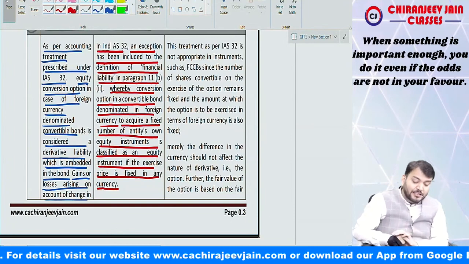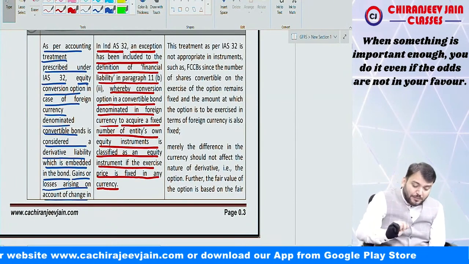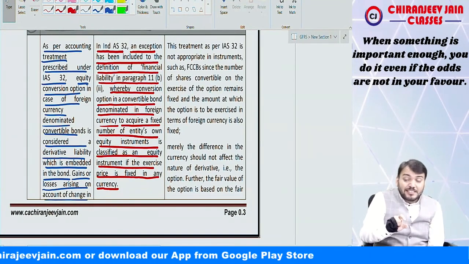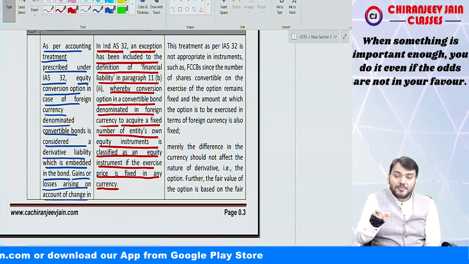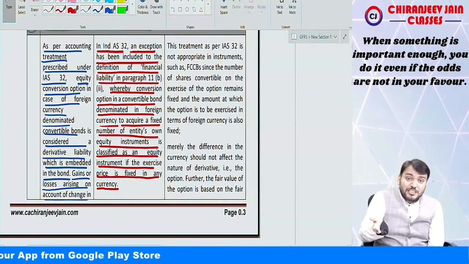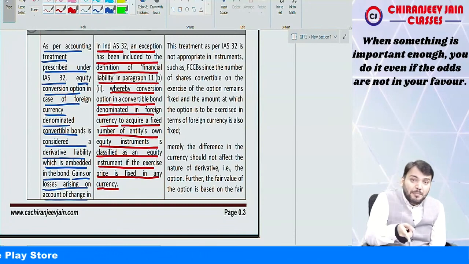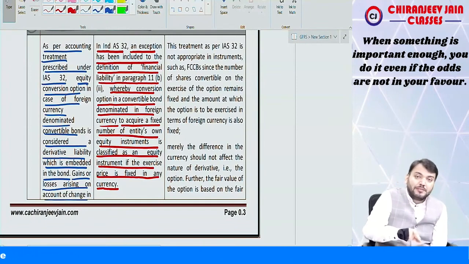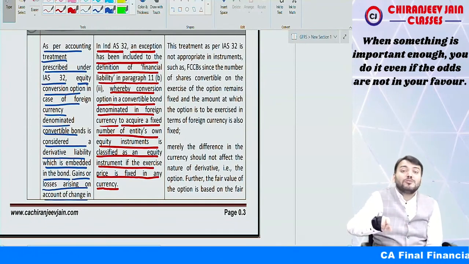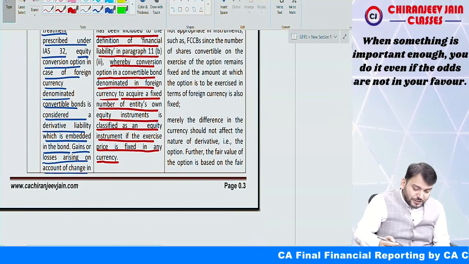So under IAS 32, the equity conversion option which is given will be considered as embedded derivative, and that will be classified as derivative liability, which needs to be split on initial recognition, and derivative liability will be measured at FVTPL, and any subsequent gain or loss due to subsequent measurement will be transferred to what? PL, will be transferred to PL. Understood?